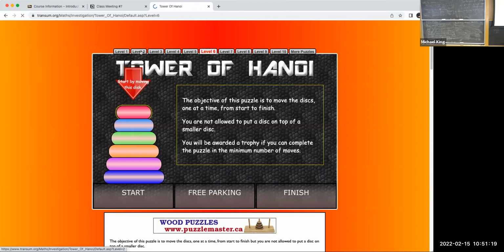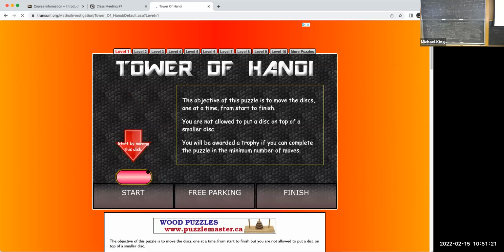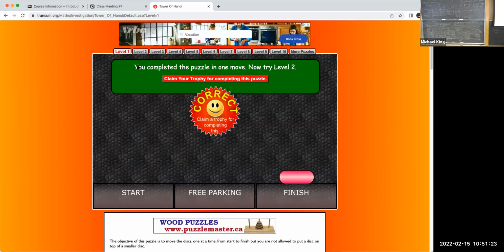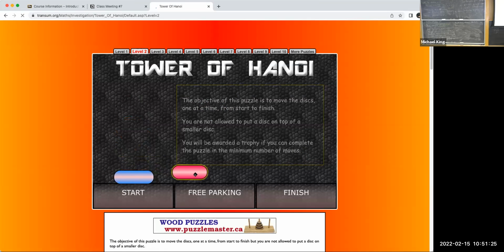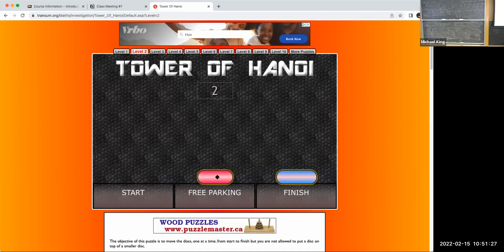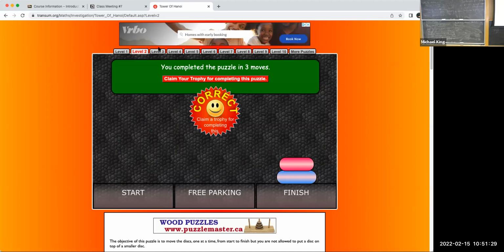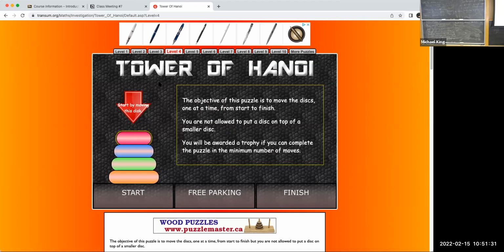But I want you guys to try it for some different numbers of disks. I mean, there's also 1 disk. Woo! 2 disks, that was 3 moves. So then the question is, if you use this good strategy, you can solve it in at most this number of moves. And that's what you want to prove by induction. So the idea is first to figure out what the number of moves is, and then to prove it by induction.